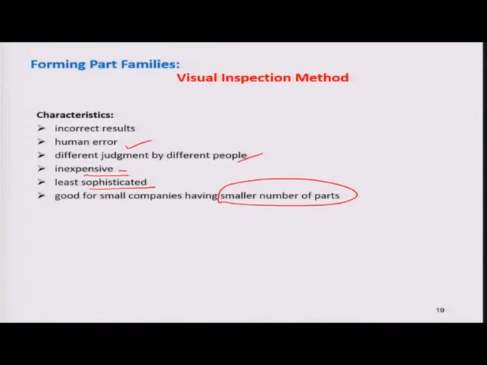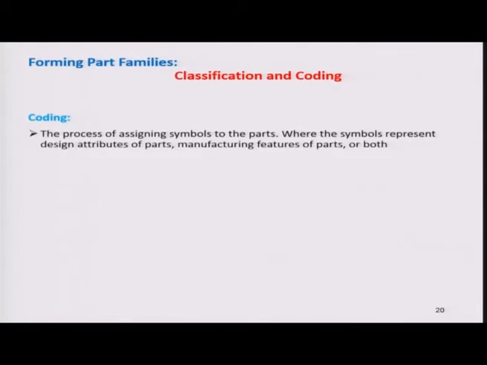Okay, so if you have a smaller variety of parts, you can use the visual inspection method to make a part family. Now the second process, classification and coding. In this process, symbols are assigned to the part, where the symbols represent design attributes of the part, manufacturing features of the part, or both. Codes capture geometry or design and manufacturing information about a component.